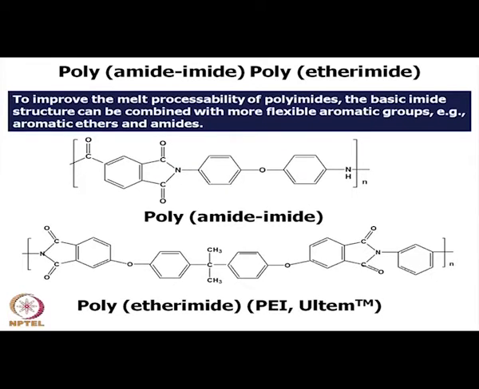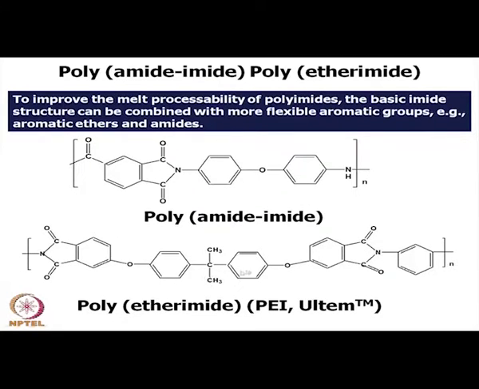Let us look into polyamide imide and polyether imide. To improve the melt processability of polyimides, because I mentioned that the melt processability of polyimides is inferior, it can be improved provided the basic imide structure is combined with more flexible aromatic groups, for example aromatic ethers and amides. Here you see this imide linkage as well as amide linkage. So polyamide imide, polyether imide.